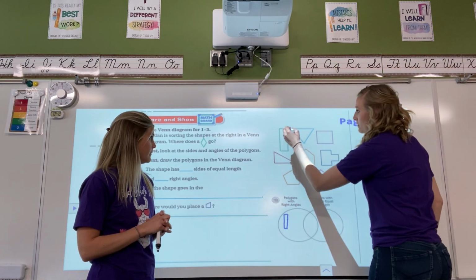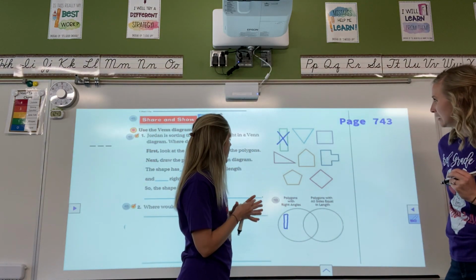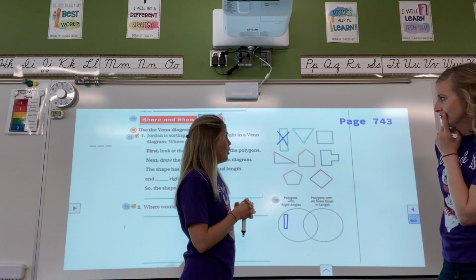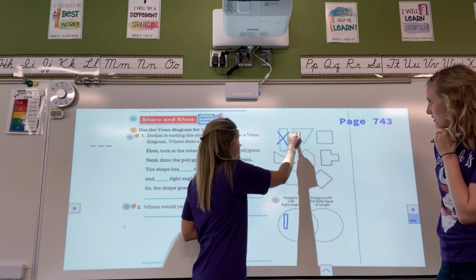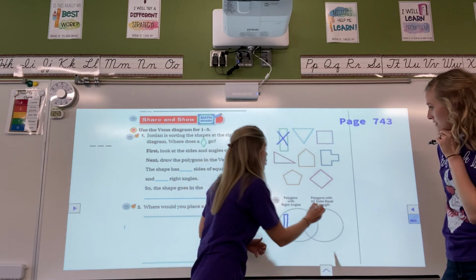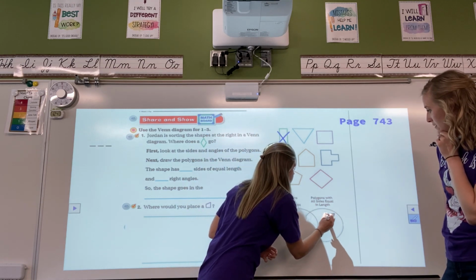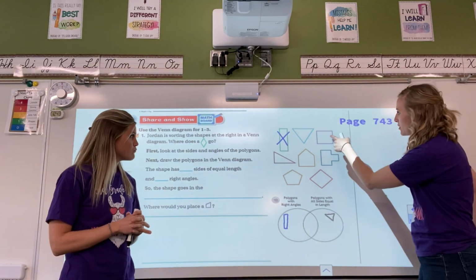Good. All right, I'll take this one right here. Right angles? Nope, they're all acute angles in that one. But all the sides are the same length. So I know it can't go in the overlap. It only has to go in this one. Perfect.